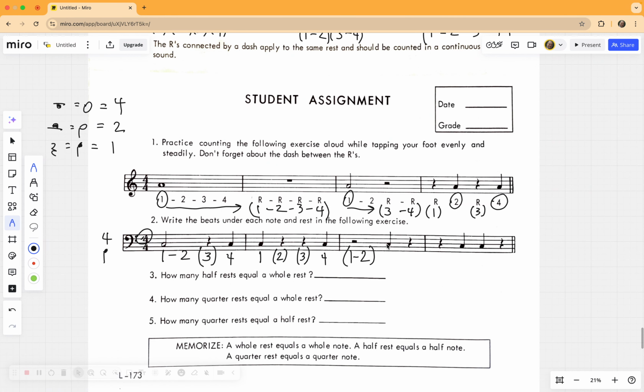This is a quarter note. Its value is 1 beat, which is actually the third beat. And this is a quarter rest. Its value is 1 beat, which is actually the fourth beat.